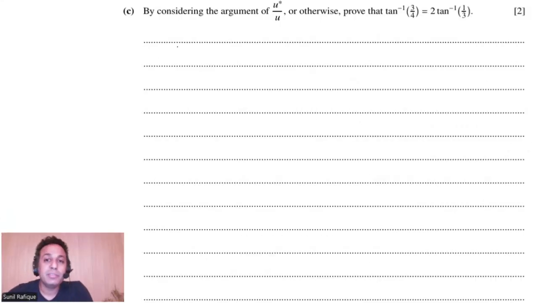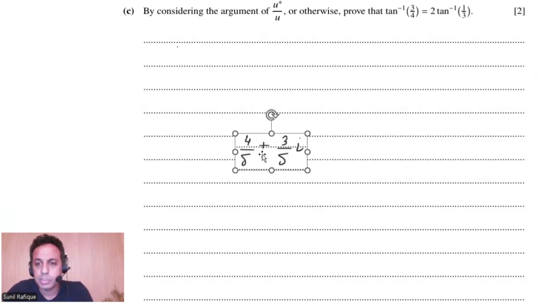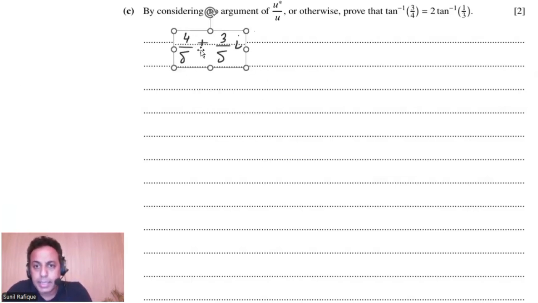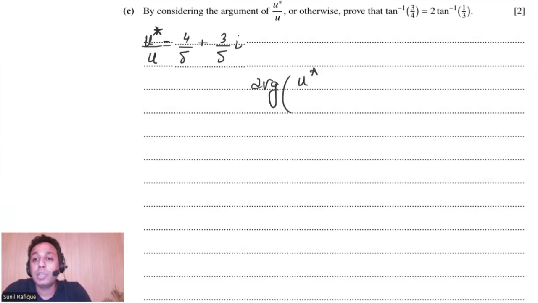Part C, by considering the argument of u star over u, or otherwise, prove that tan inverse 3 over 4 is 2 tan inverse 1 over 3. It's just a 2-mark question. I need my answer to part B, which is this one, that's u star over u. So I need to consider the argument of u star over u. They are giving me a hint.